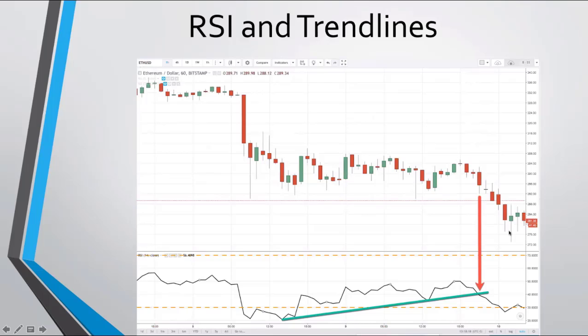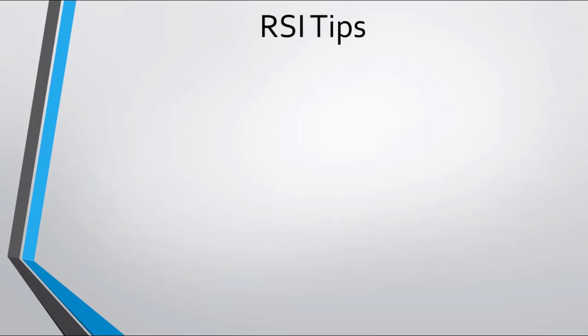There are many different techniques that can be utilized with this kind of trading and drawing classic chart patterns on the RSI indicator. I'm going to turn it back over to Bob to go over some RSI tips.